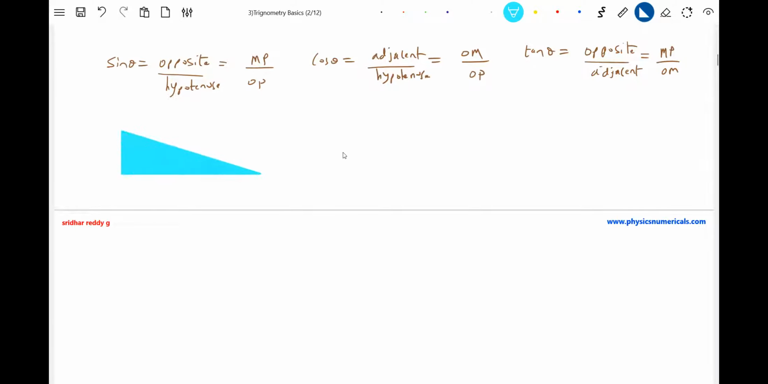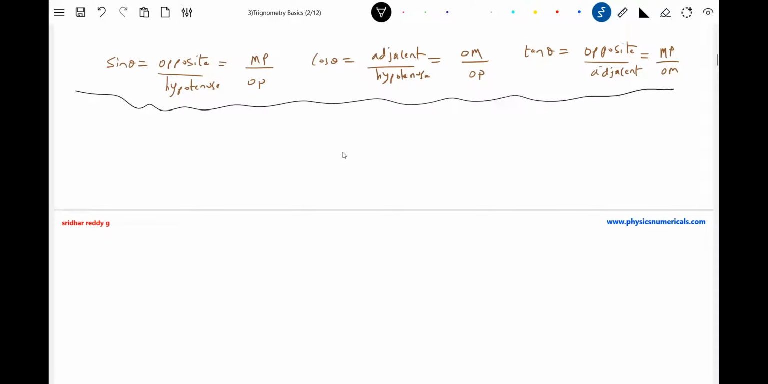If the triangle is like this, there's a totally different thing. So different types of triangles can be there, but it must be a right angle triangle only. So here we'll define this is theta. In that case, this will become opposite. This will become adjacent.